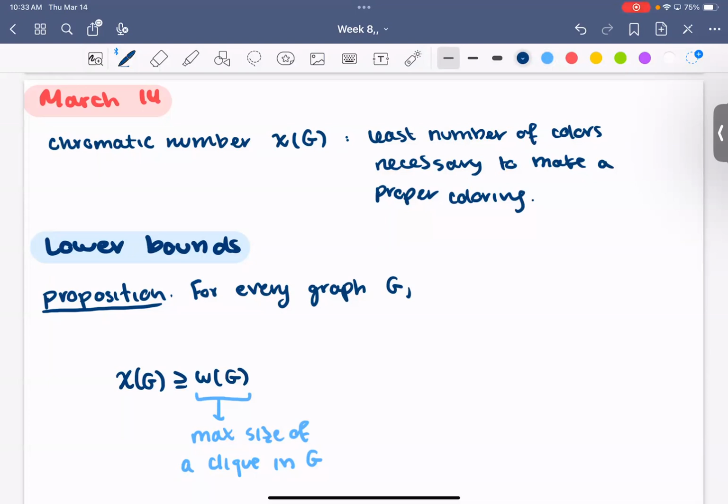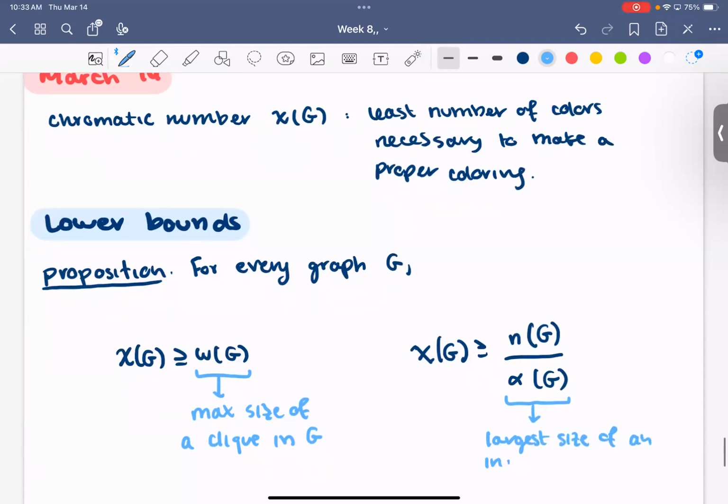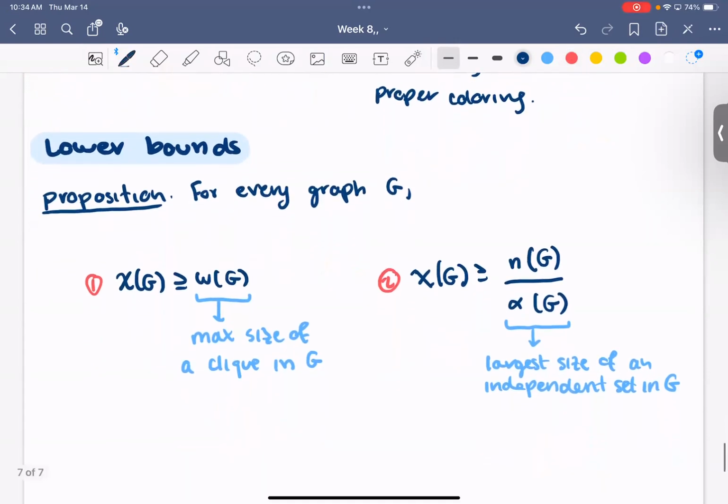And then the second one says chi G is greater than or equal to n of G, which is the number of vertices, over alpha of G, where alpha of G is the largest size of an independent set, so pairwise not connected vertices. Okay, I'm going to number these two, so that's 1 and 2. Go ahead and take a few minutes to prove both of these inequalities, and then we'll discuss why they're true.